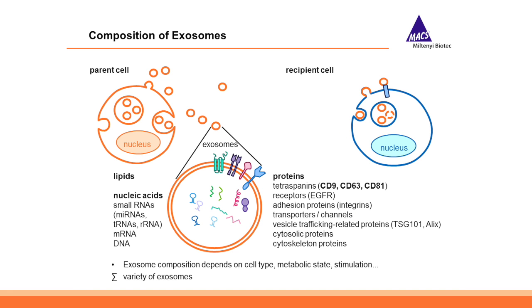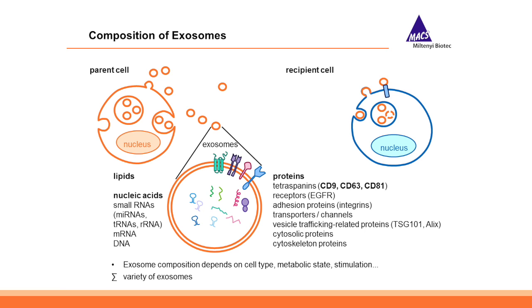If we now have a closer look, the exosome consists of a lipid bilayer and is loaded with different nucleic acids, especially small RNAs, so microRNAs, tRNAs or ribosomal RNAs, but also mRNA and DNA. And in the membrane there are proteins. First to mention the so-called exosome markers, the tetraspanins CD9, CD63 and CD81. We will have a close look at them afterwards, but also receptors from the cell membrane like the EGFR receptor, different adhesion proteins, and also soluble proteins from the cytosol of the cells.